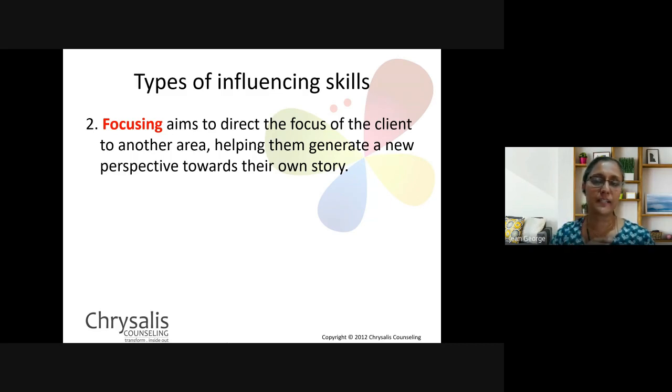So you're directing the focus of your counselee to another area, helping them to bring about a new perspective towards maybe a certain story that they have. So it's a sense of a redirection, something that you would want to help them to focus on.